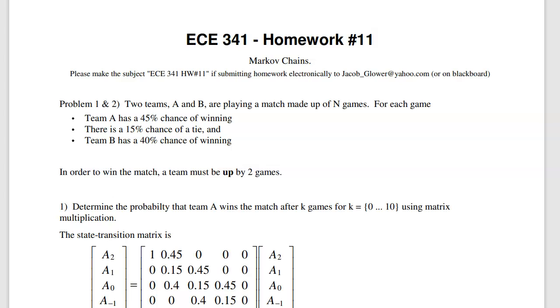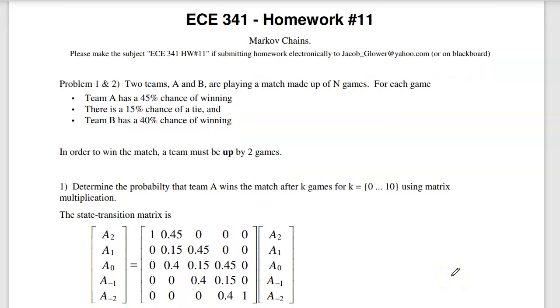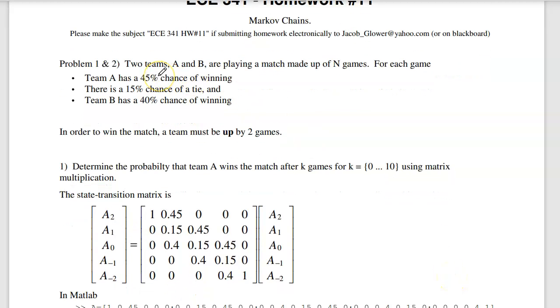Here's the solution to homework set number 11 for ECE 341. Now in the first problem, we're playing a game, and two teams are playing. A's got a 45% chance of winning, 15% chance of a tie, 40% chance that B wins. If you have to win by 2 games, determine the probability that A wins the match after K games for K equals 0 to 10.